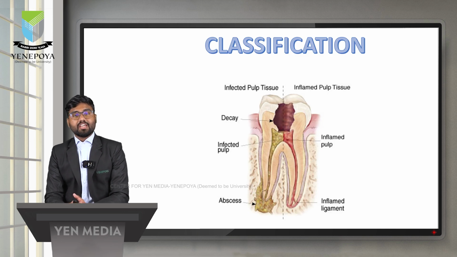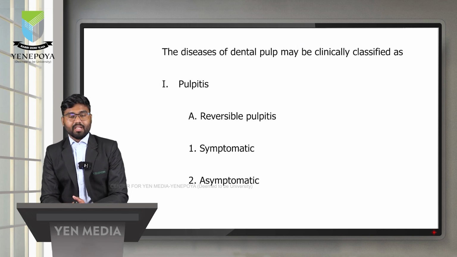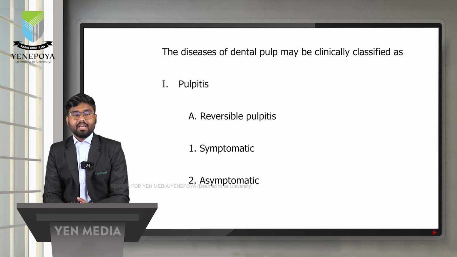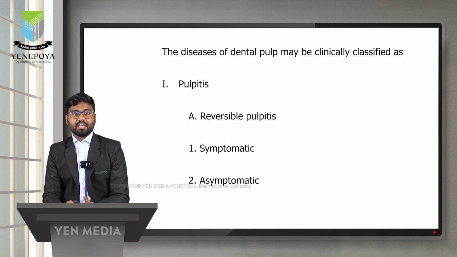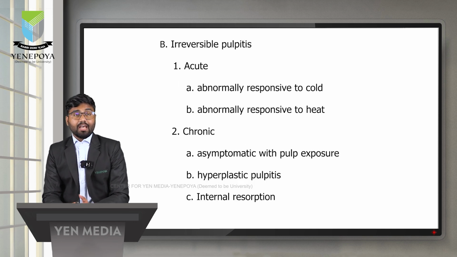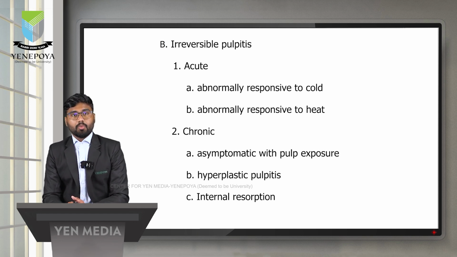Next, coming to the classification, it can be classified clinically as pulpitis, that is again subdivided as reversible pulpitis. In case the patient is having pain, it's called symptomatic, and if the patient does not have any pain or sensitivity, it can be called asymptomatic. At the same time, irreversible pulpitis is again subclassified as acute or chronic. If the patient is abnormally responsive to cold and abnormally responsive to heat, it is acute irreversible pulpitis.